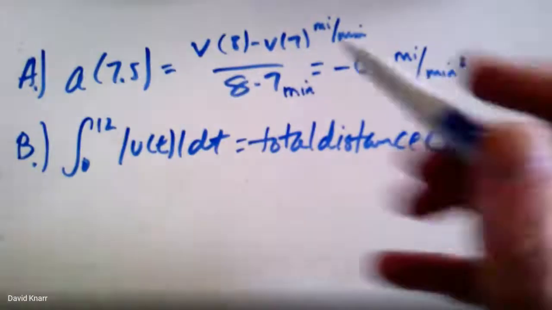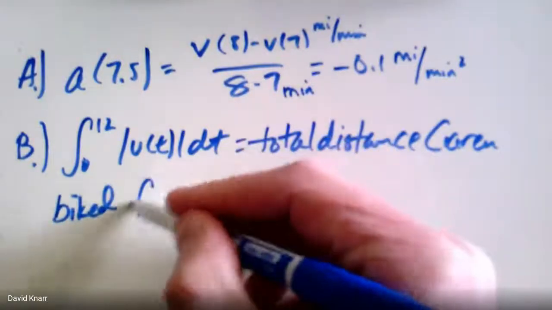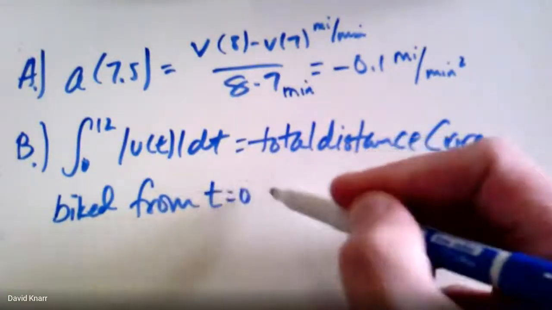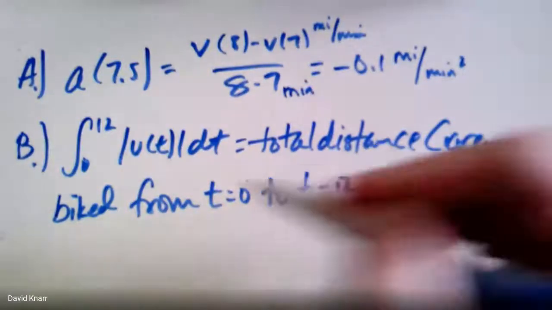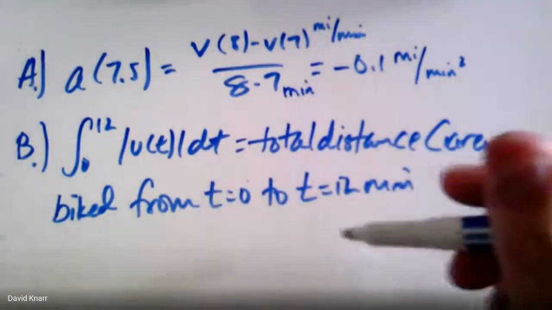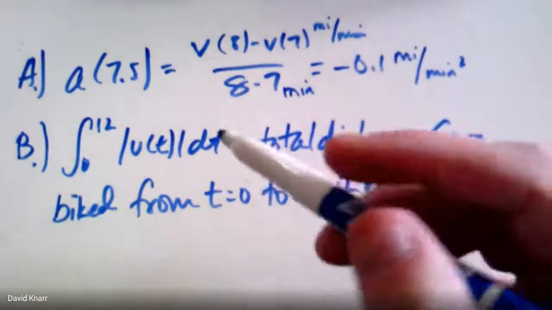Karen biked from t equals 0 to t equals 12 minutes. Okay, the integral of the absolute value of v is the total distance. All right, that takes care of the first part.